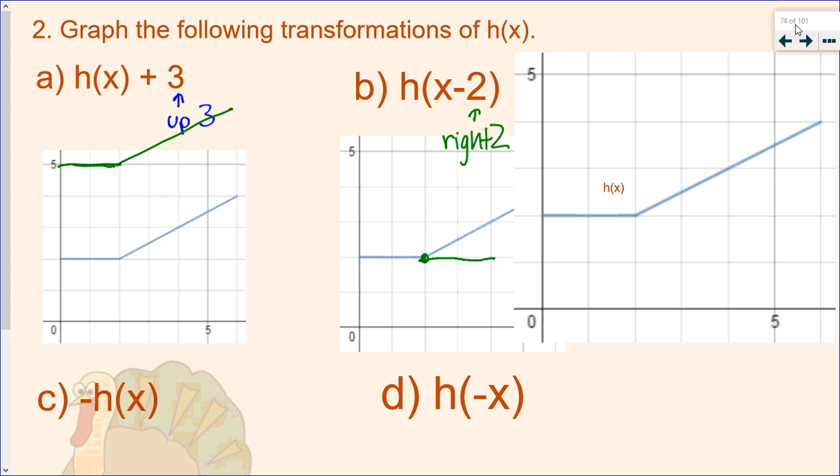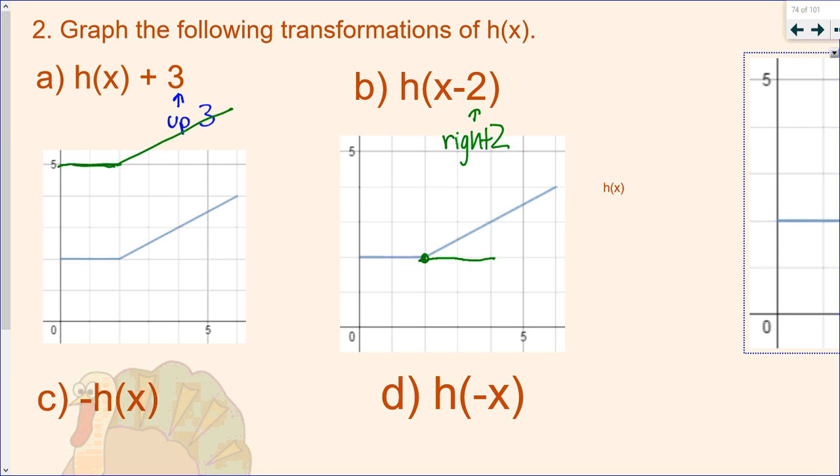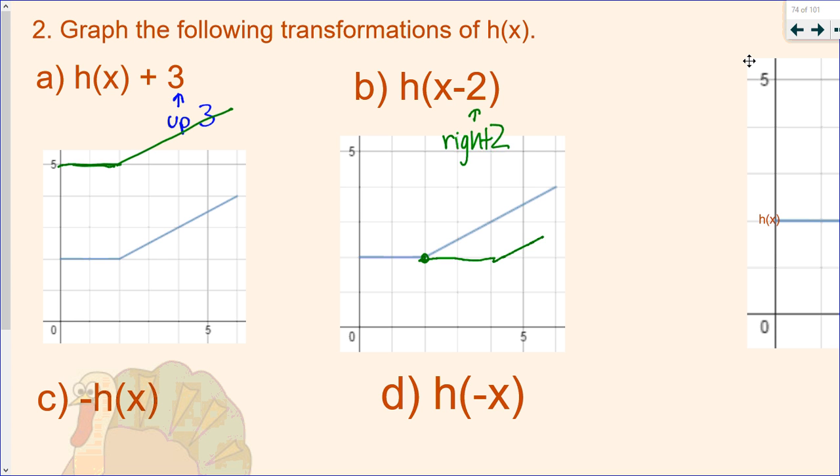Let me actually move this. So right 2, I moved the starting point right 2, and then I'm going to just continue. So it ended at 6, now I want it to end at 8 for right. Questions on that?